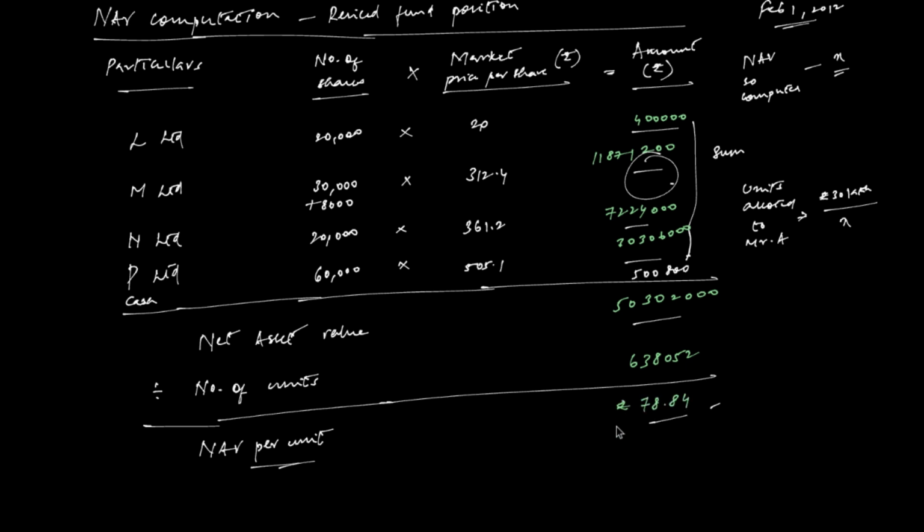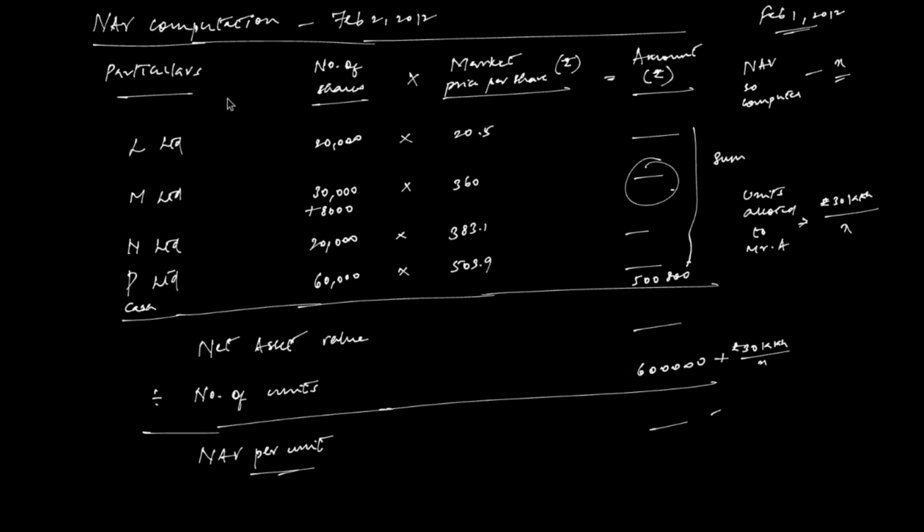Obviously, NAV does not change just because somebody is investing, right? So NAV before investment of A and NAV after A's investment will be the same because there is no change in market prices of the shares held, right? So that is the reason it is same. Now what is the third bit? We need to compute NAV as on Feb 2, 2012, right?